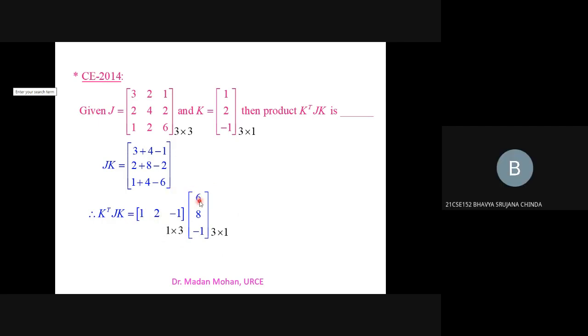23, sir. Right, very good. 1 into 6 plus 2 into 8 plus minus 1 into minus 1, which is 23. 23 is the answer, please. Very simple bit given, please. You are asked for simply matrix multiplication. You should know what is transpose. You should maintain the order, please. Okay. Next problem.